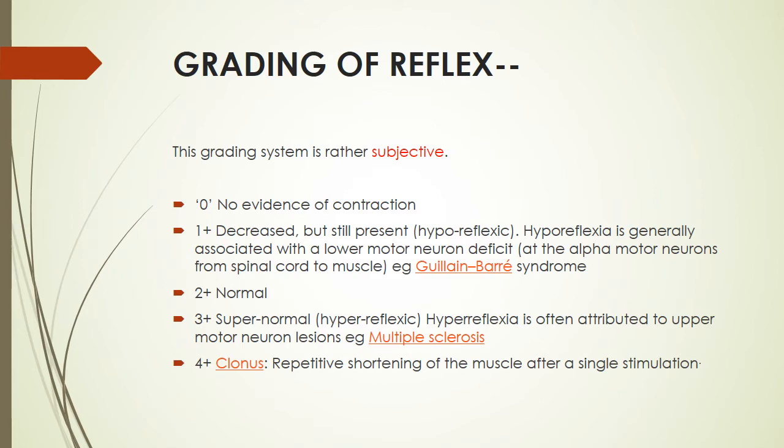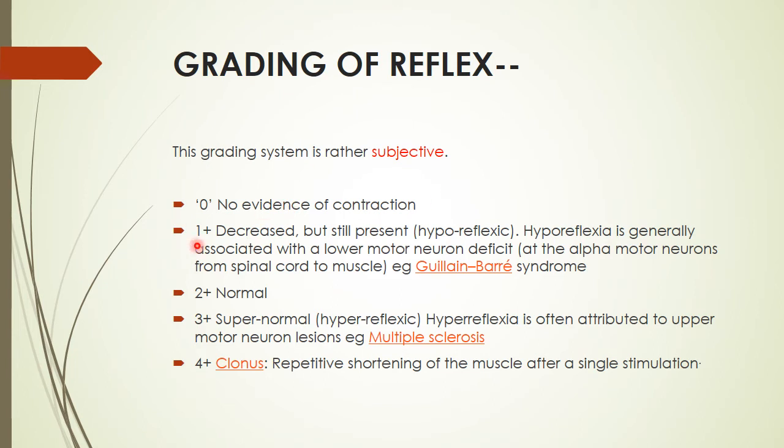Once the reflex arc is intact and we are able to elicit the reflexes, the next point is the grading of the reflex, whether it is normal or not. This grading is rather subjective. It is an observation which depends on the subject. We can assign grading from 0 to 4. 0 means no evidence of contraction, so no reflex at all.